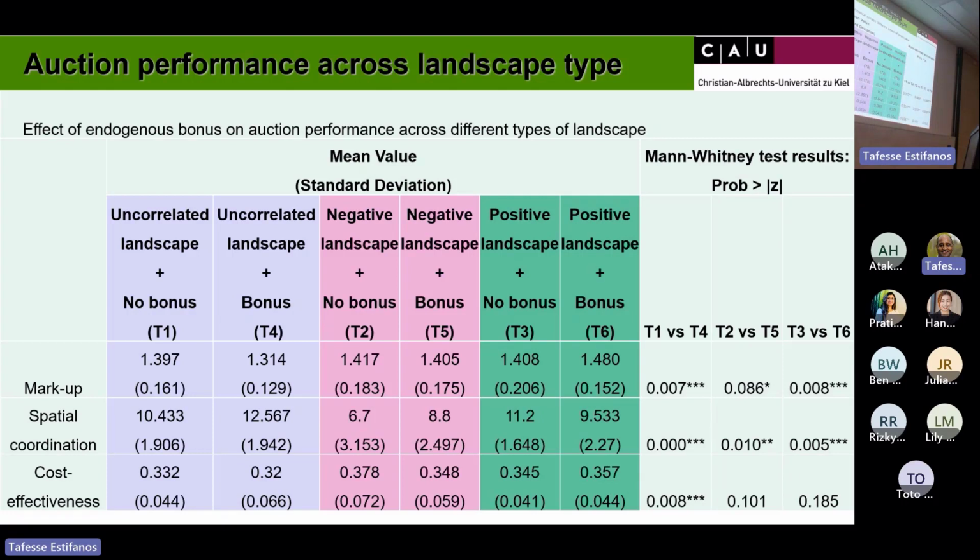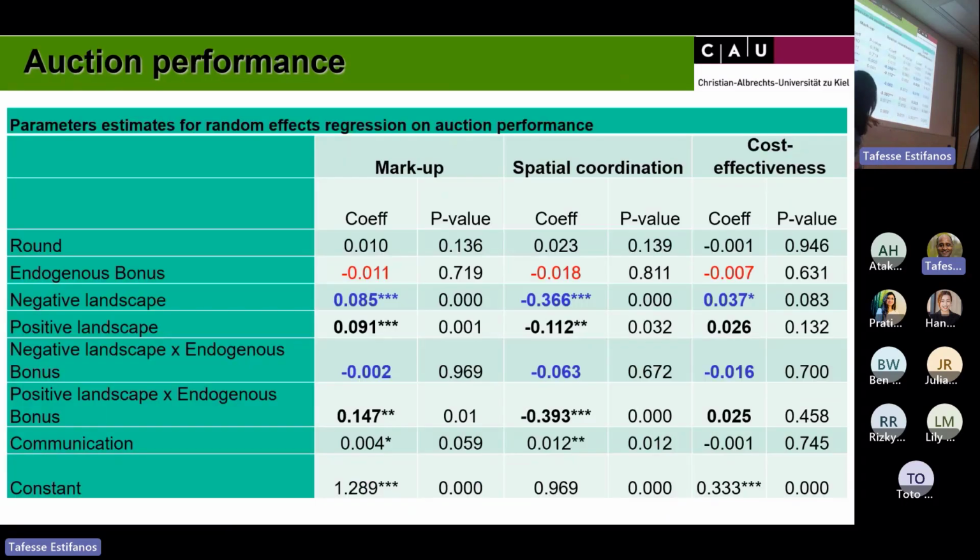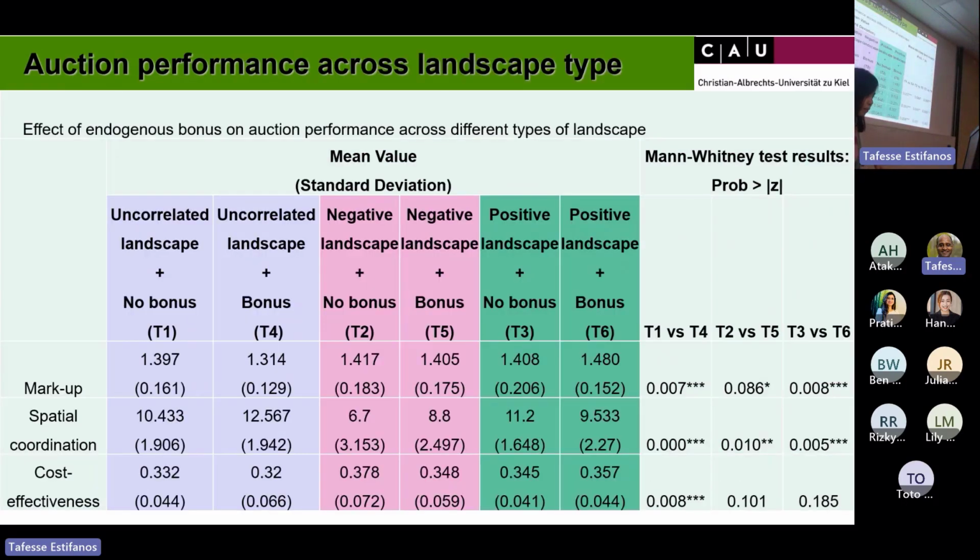In terms of cost effectiveness, we didn't find any significant effect of the bonus on these negative and positive landscape types. But in uncorrelated landscape, the endogenous bonus significantly improves the cost effectiveness of programs. So overall, we observe conflicting results that might help us explain that maybe these contradicting results cancel out each other, and that's why when we put the data together, we didn't observe a significant effect of the endogenous bonus when we didn't disentangle the three types of landscape.